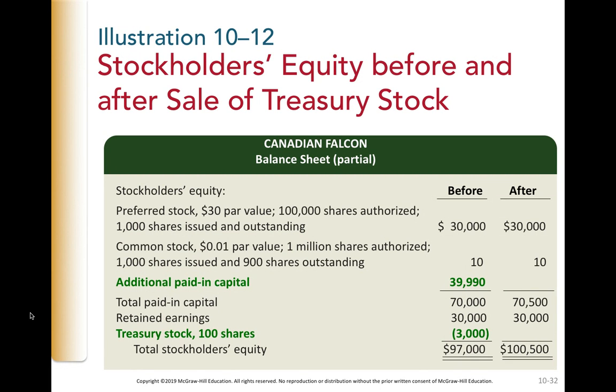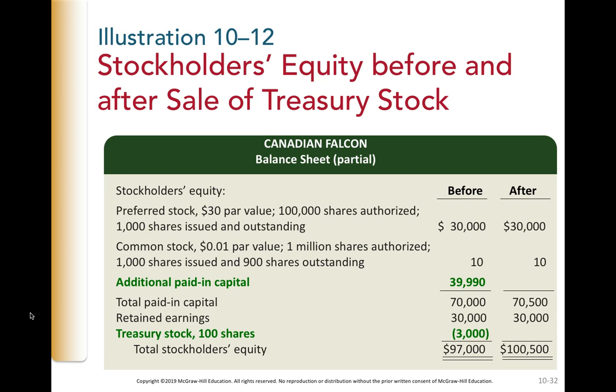Now we're going to look at the stockholders' equity section before and after the sale of the treasury stock. So this is what it looks like. Before, we still had $30,000 in preferred stock, $10,000 in common stock, additional paid-in capital of $39,990, bringing your total paid-in capital to $70,000. Retained earnings was $30,000, and the treasury stock was a negative impact on the equity of $3,000. The total stockholders' equity was $97,000.